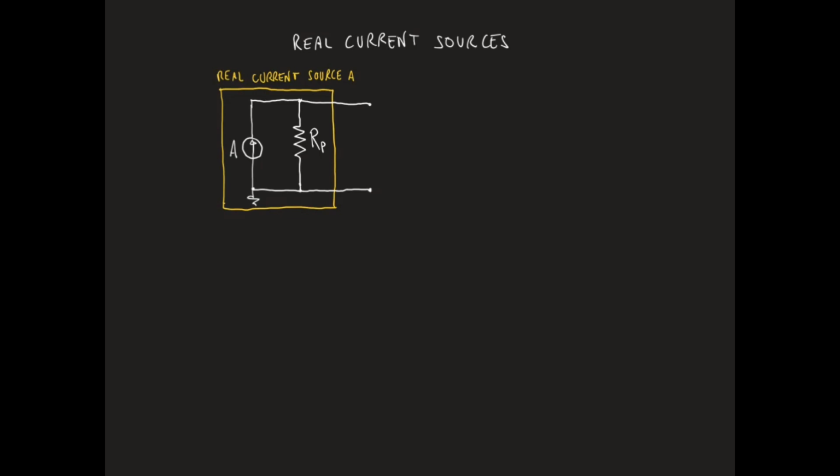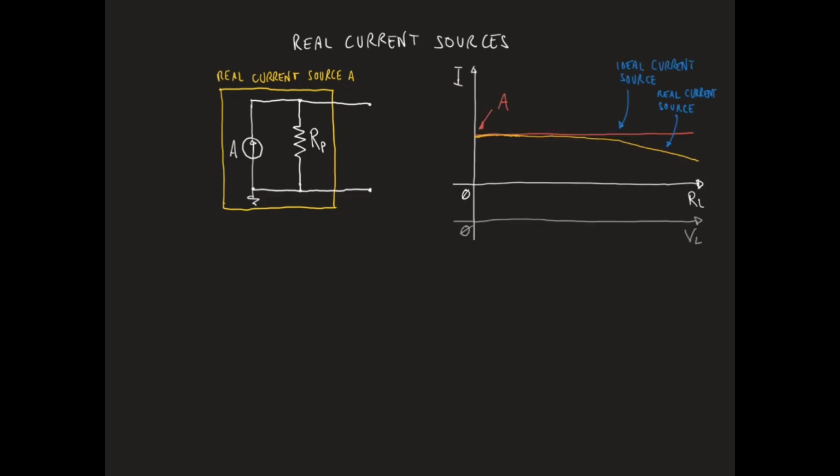The subscript P in Rp stands, of course, for parallel. The resistor Rp included in the real current source has the purpose of modeling the behavior described by the yellow curve in the plot. We will verify now that this model can actually reproduce this behavior.